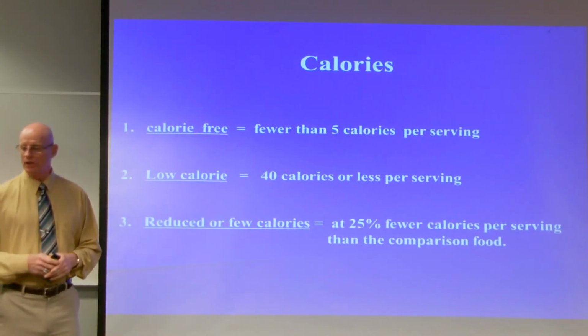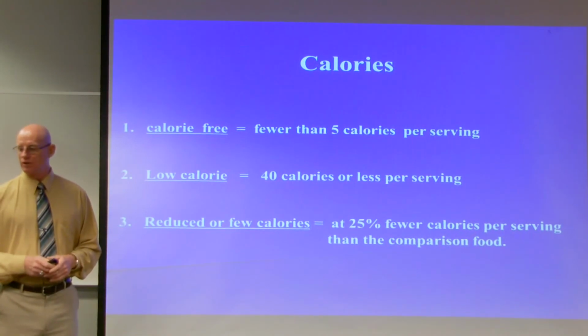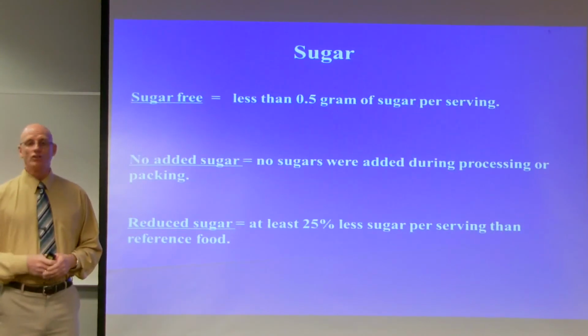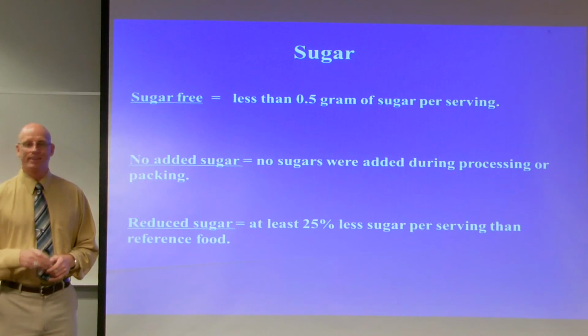So as far as calories go, if it says calorie-free, that product should contain fewer than 5 calories per serving. Low calorie is 40 calories or less per serving. And reduced, or fewer calories, means that it is at least 25% fewer calories per serving than the comparison or reference food. As far as sugar goes, sugar-free is less than ½ a gram of sugar per serving. No added sugar means no sugars were added during the processing or packaging. Reduced sugar is, again, at least 25% less sugar per serving than the reference food.